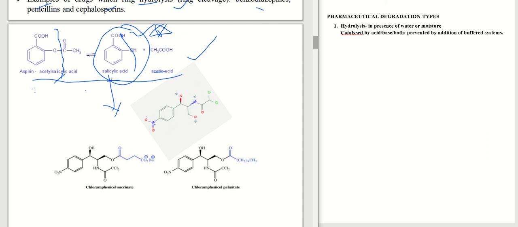So any chemical compound that enters the body undergoes breakdown. And do always remember the drug will show its action as its entity, the whole molecule, or as its broken down product like salicylic acid. This is one example.